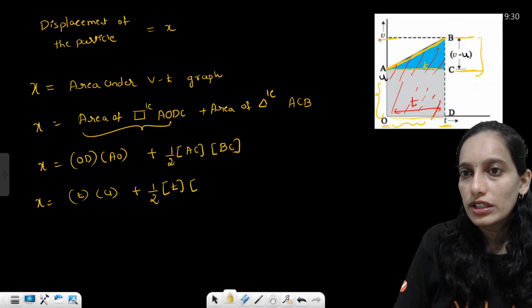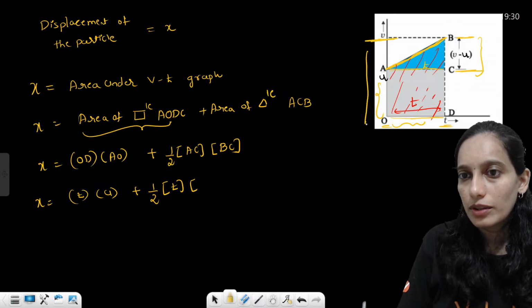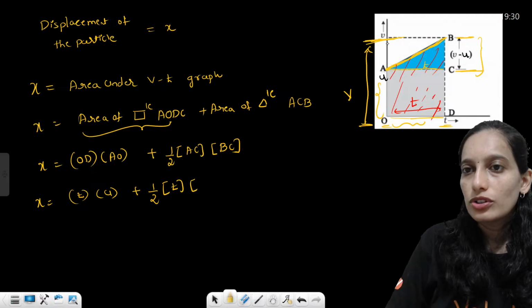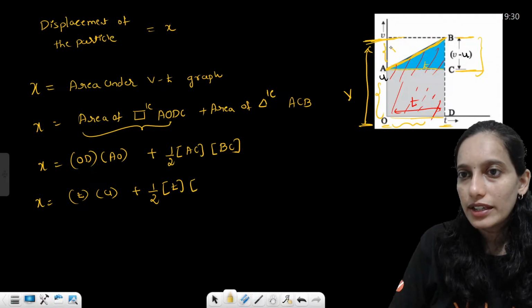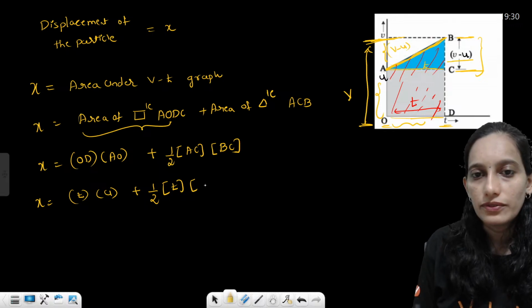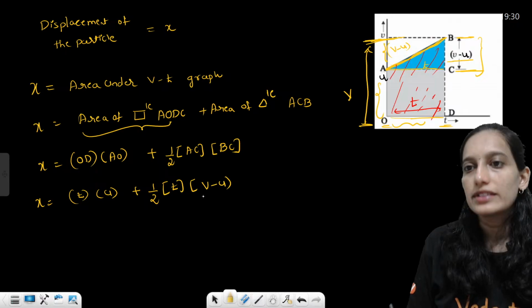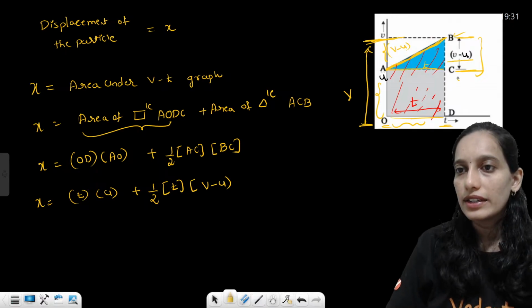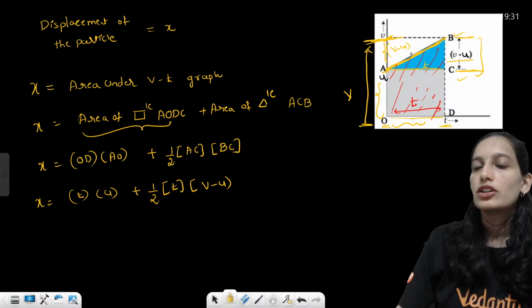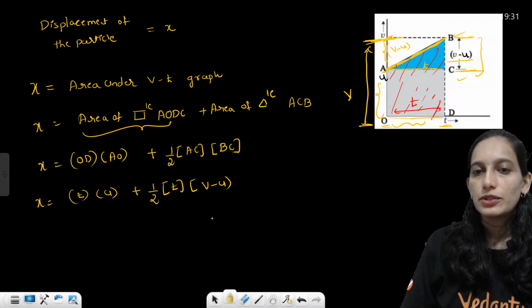So till here the final velocity is V, correct? From O to this final point it is V, and from O to A it is U. So we need this length, which will be V minus U. So that is what it is, V minus U. Our BC is equal to this, correct? Yes, so V minus U.